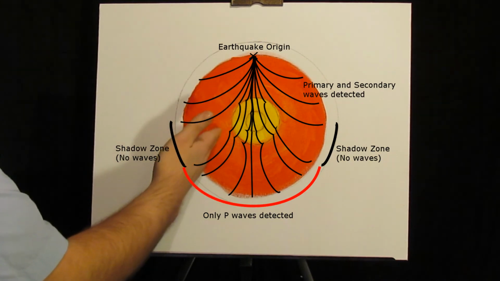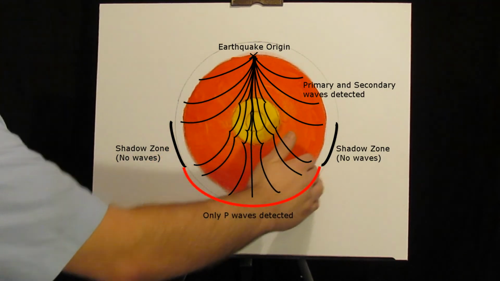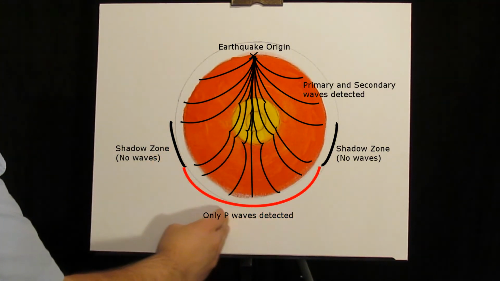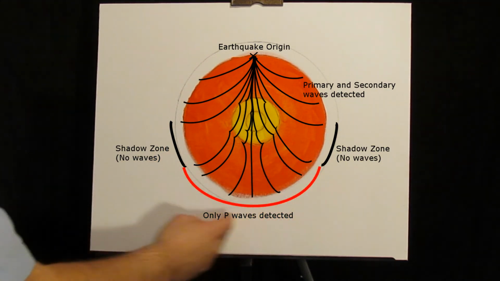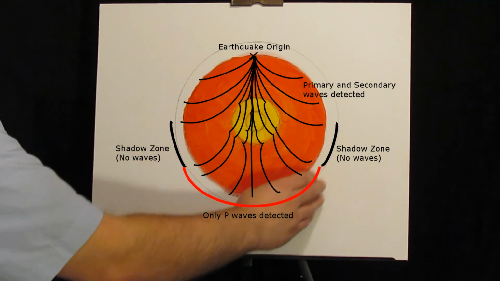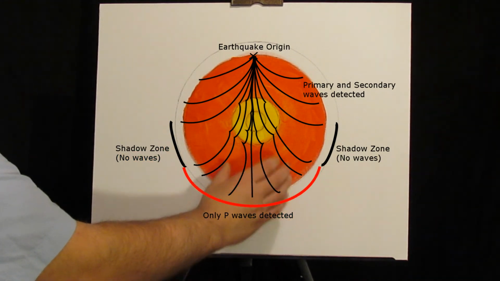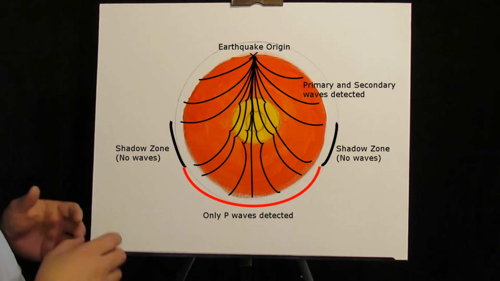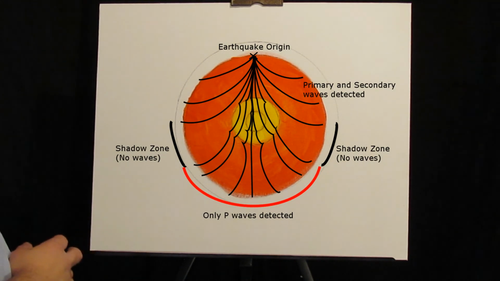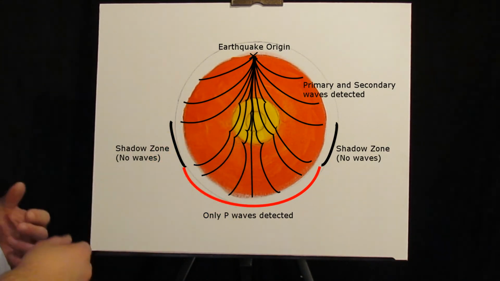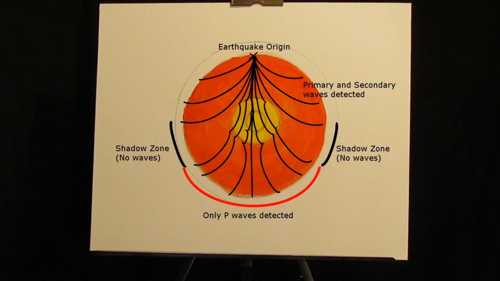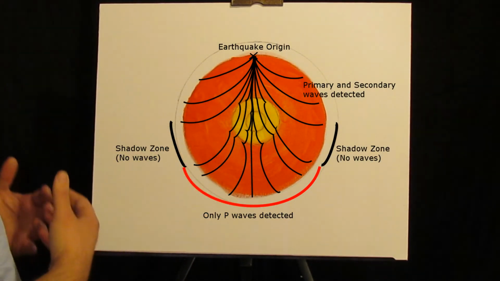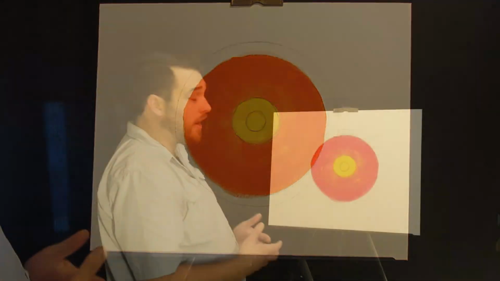So they're deflected around the outer core, and we wind up with this section at the bottom that we call a shadow zone. And it's based on the size and shape of that shadow zone that we can tell what the outer core is made of, and we can tell that it's liquid because of that. We know that the inner core is solid because of the way that the primary waves are deflected, and we know that the outer core is liquid because of the way secondary waves are blocked.